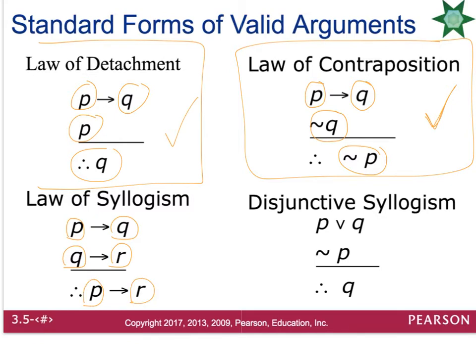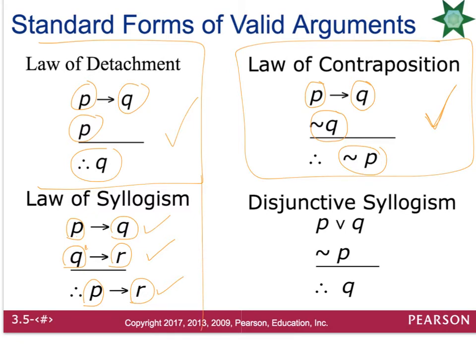So an example of this is, if you are rich, then you have lots of money. If you have lots of money, then you have a big house. Therefore, if you are rich, then you have a big house. That's called the law of syllogism.